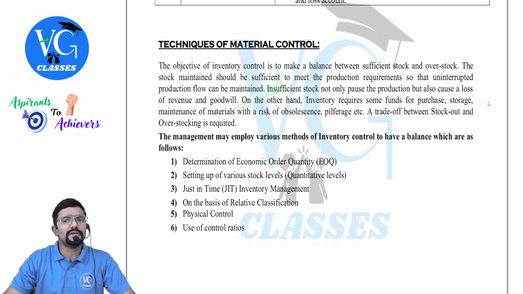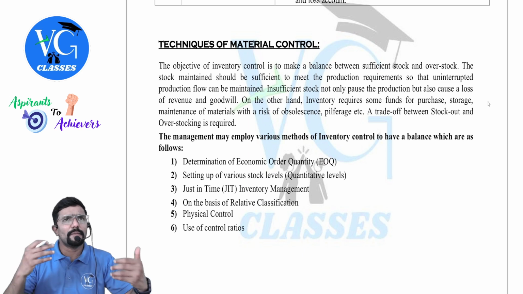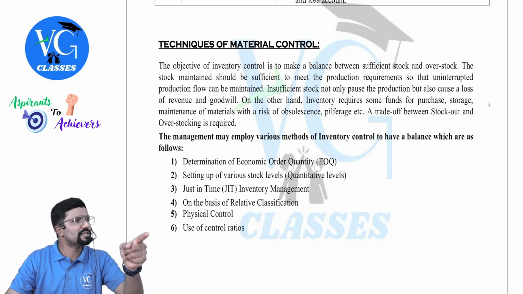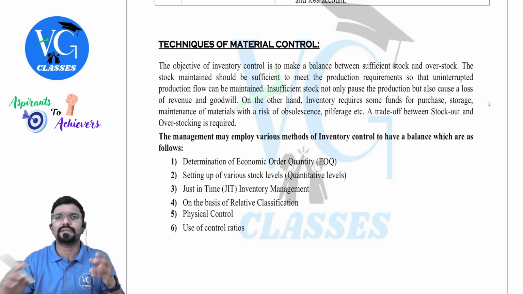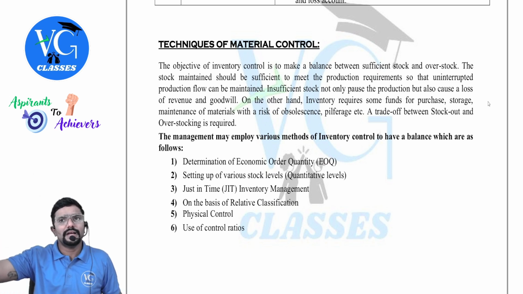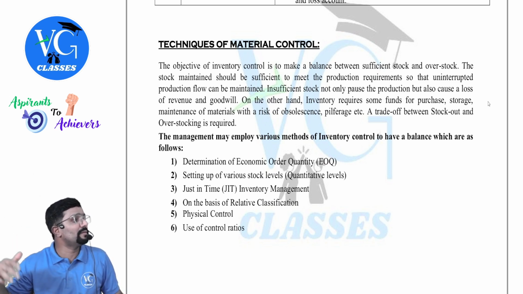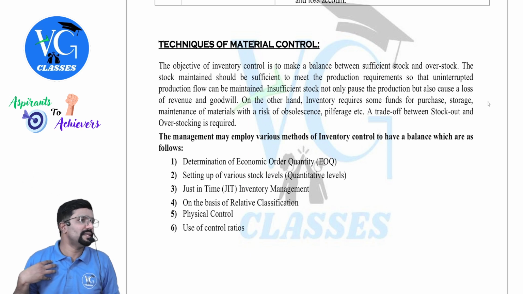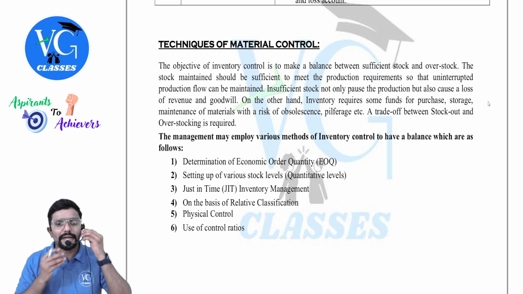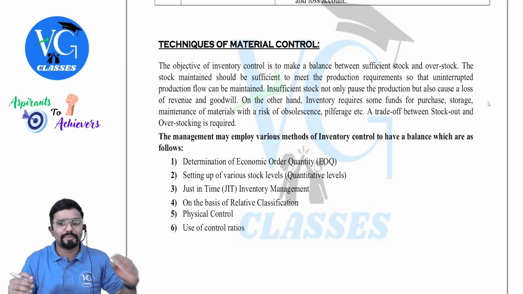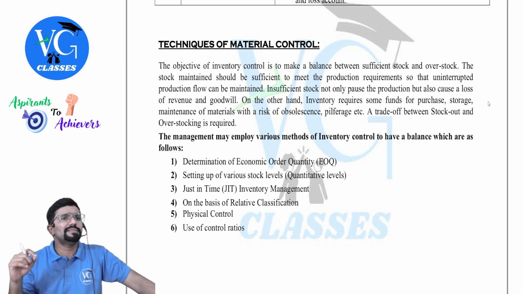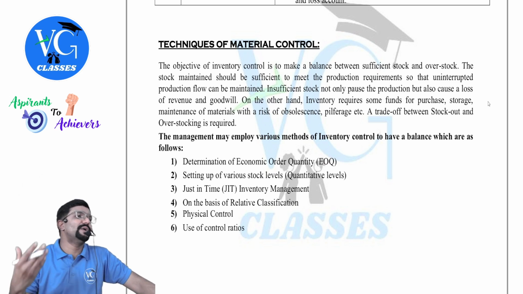Insufficient stock not only causes production stoppage but also a loss of revenue and goodwill. So if I don't have an adequate quantity of raw material whenever I want, then production would be stopped. If production is stopped, I cannot deliver on time to the customer. I will lose the sales, and over and above that, I will lose my reputation and my goodwill in the market. On the other hand, inventory requires some funds for purchase, storage, maintenance of materials with the risk of obsolescence. Obsolescence means the raw material becoming outdated.